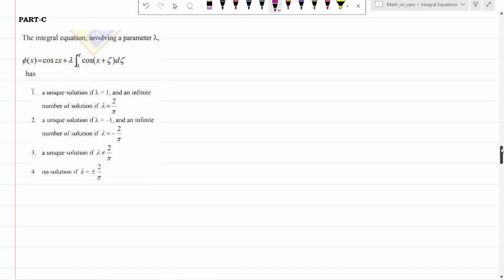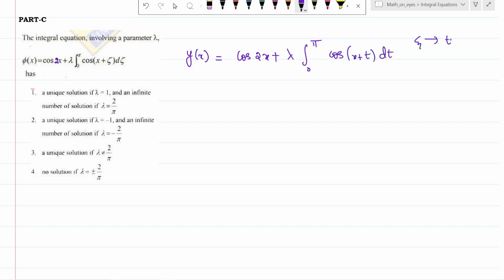Problem in part C. An integral equation involving a parameter lambda. Phi of x is equal to cos... This question has a mistake. It is cos 2x plus lambda times the integral from 0 to pi of cos of (x plus zeta) d zeta. Again, by using the convenient variable, y of x is equal to cos 2x plus lambda times the integral from 0 to pi of cos of (x plus t) dt. Now zeta has been replaced by t and phi has been replaced by y.